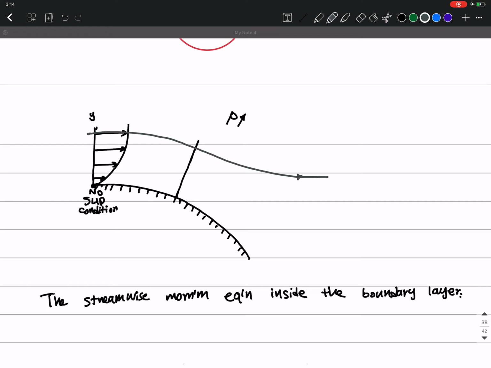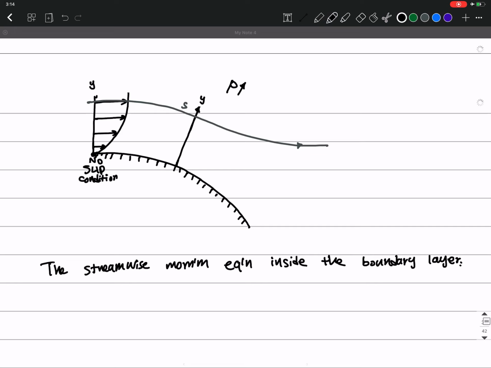So I call this S, and then I name this Y. So I want to write it in terms of Y and S. So it's going to be U, partial U over partial S along the streamline is going to be minus 1/2 dP over ds plus nu. We also have viscosity, which we know is going to be partial square U over partial Y square.